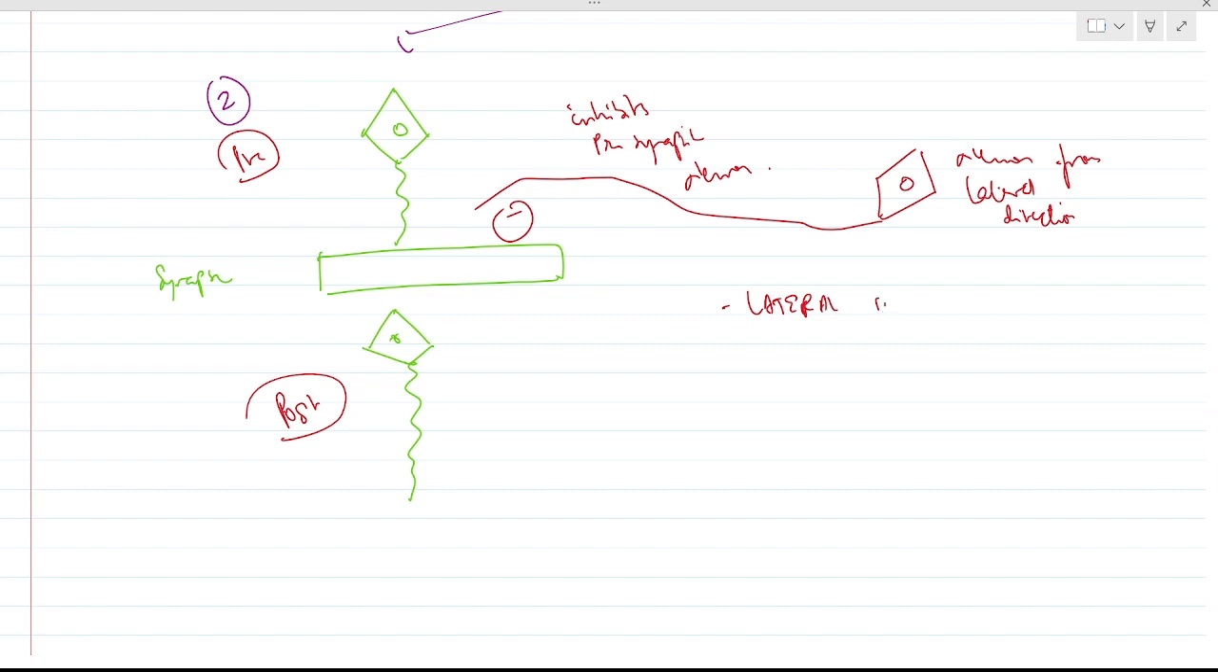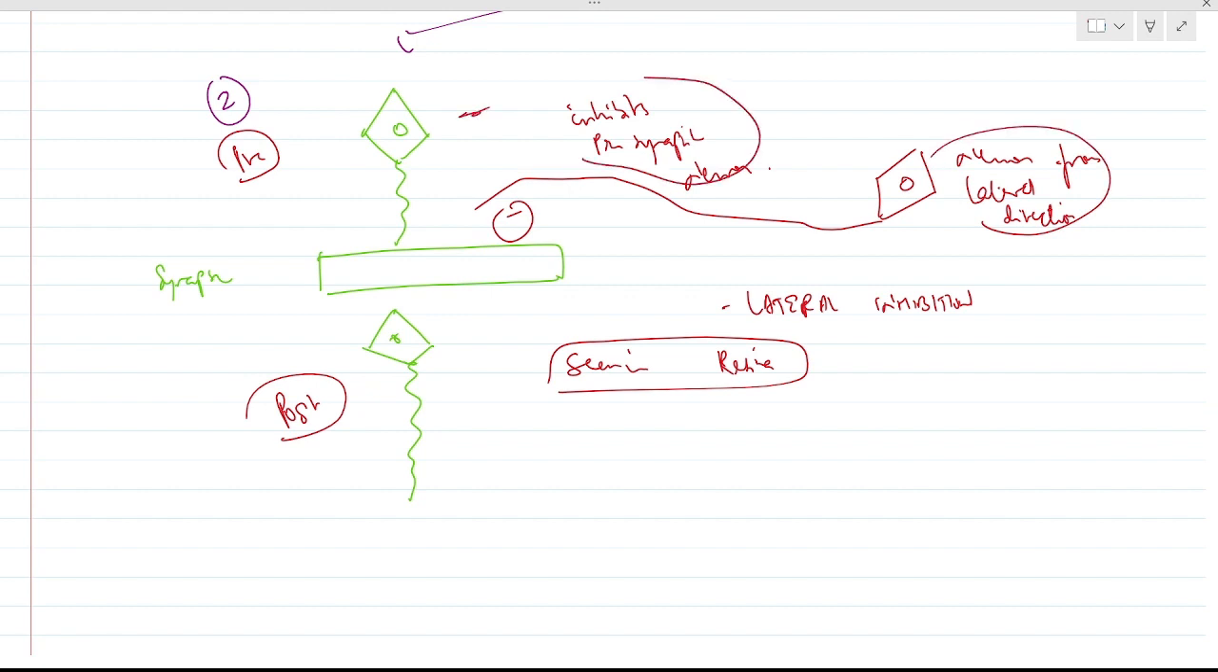Special type of inhibition, lateral inhibition. This is seen in retina. A laterally placed neuron inhibits the presynaptic neuron, not postsynaptic, presynaptic neuron, and this is seen in our retina. And the third type of inhibition we are going to see here, regarding the alpha motor neuron. So this is our alpha motor neuron, which is axon.